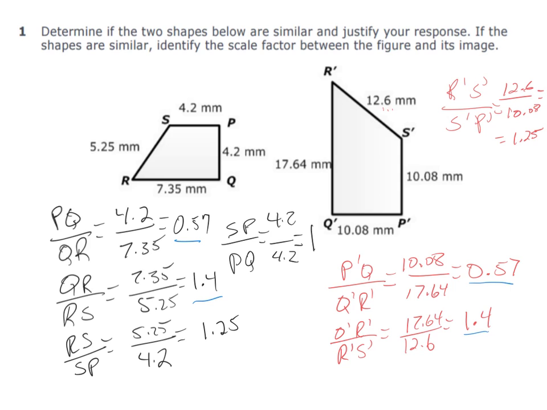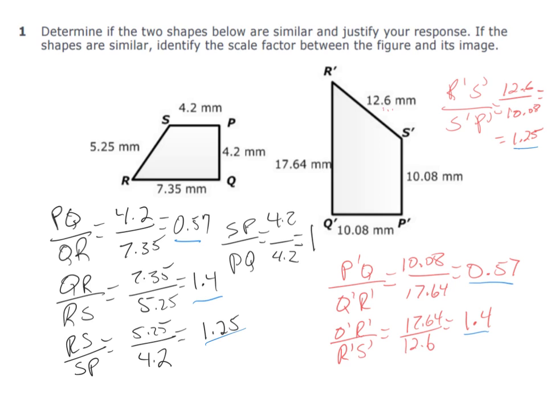So let's check this out. R prime, S prime, RS over SP, I get 1.25. So again, we're doing good. We've got one more to check to be able to determine if these are similar shapes.